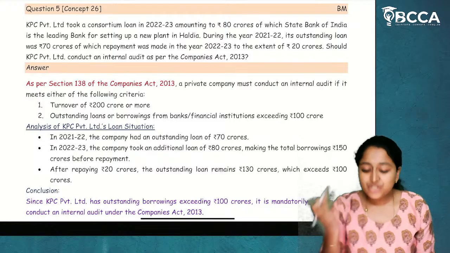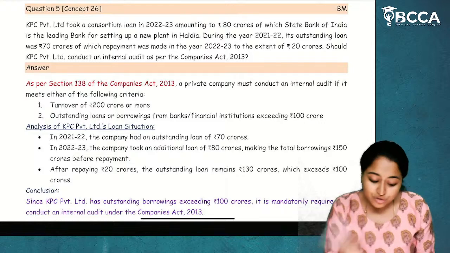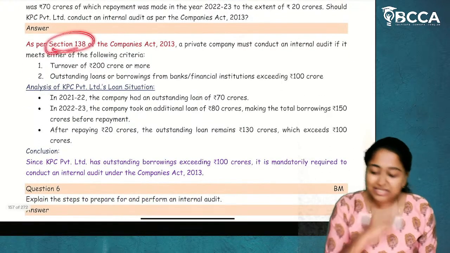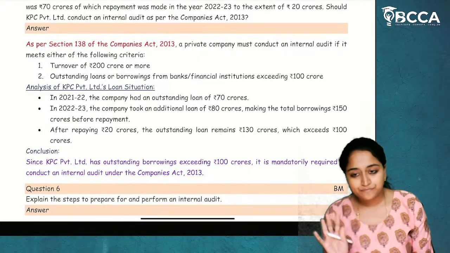70 crores, in which they have paid 20 crores. So balance loan is 50 crores. And also they have taken another loan of 80 crores. So as per section 138, first you will write the provision, next analysis and then conclusion.